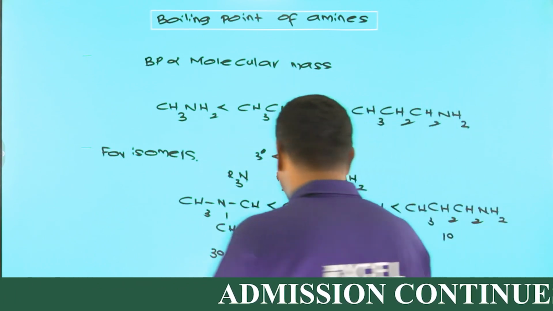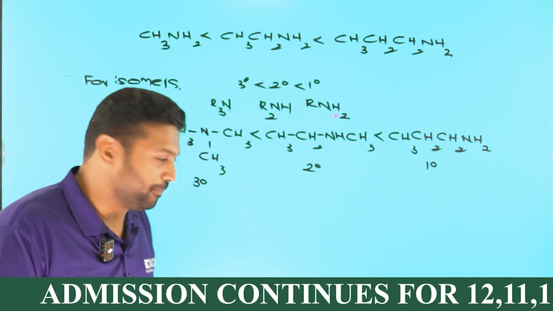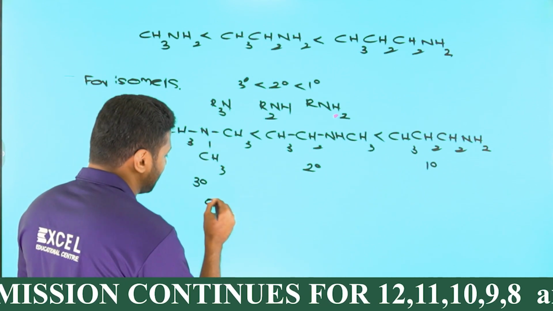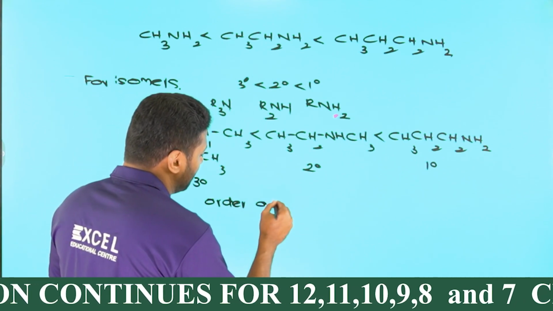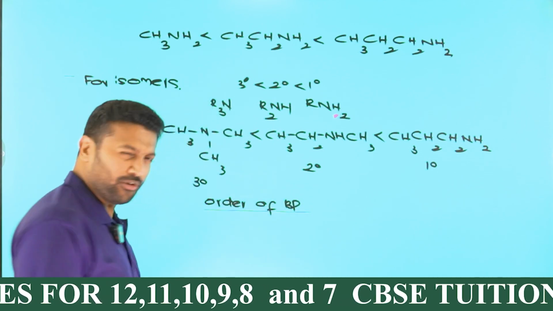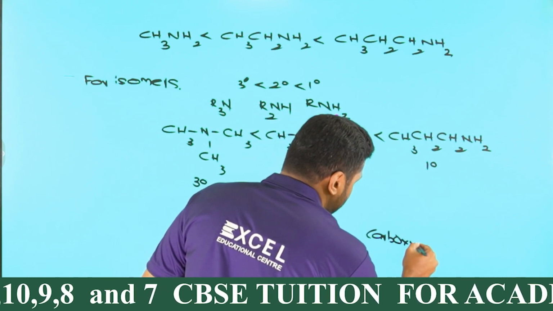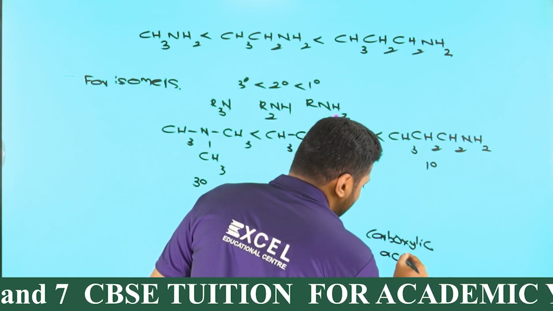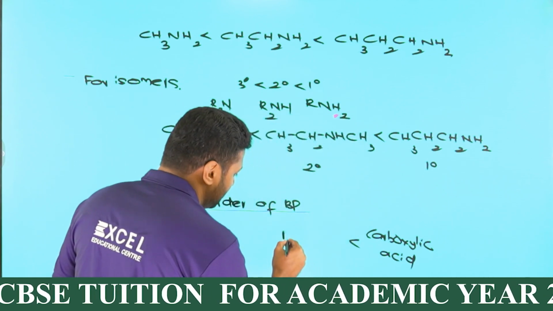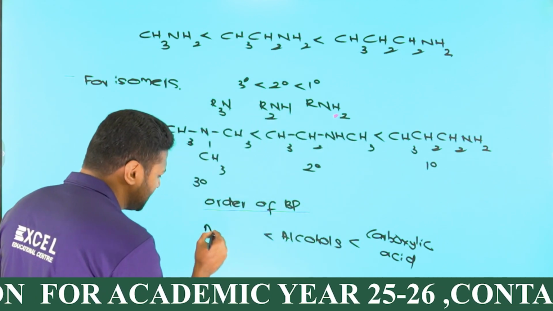One more point for you guys. You may know this regarding the entire organic compound: the order of boiling point is high for carboxylic acid. After carboxylic acid, alcohols will come. Then amines. The order will go on.